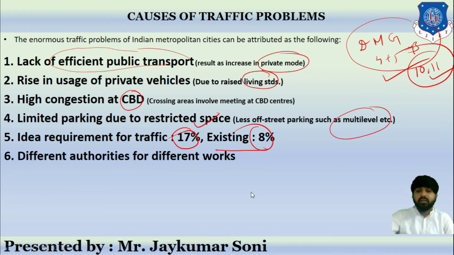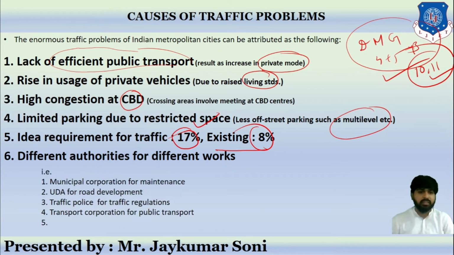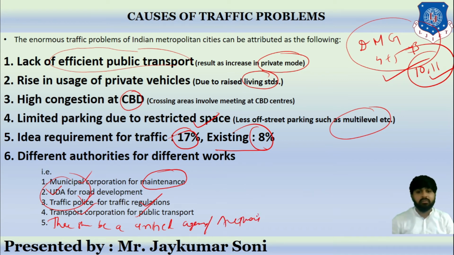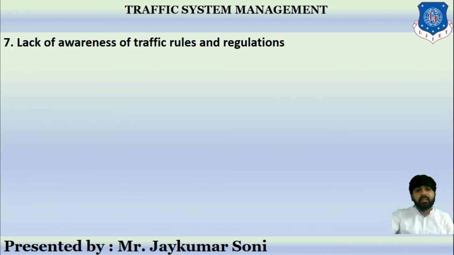Then we know that there are different authorities for different work. Maintenance of the roads is carried out by the municipal corporation. Road development is carried out by urban development authorities such as ODA or GUDA. Traffic police is there for traffic regulation. Transport corporation for the public transport. So what does it indicate? That apart from this, there should be a unified agency or authority, so that everything that we have discussed here is in harmony. And the seventh is the lack of awareness of the traffic rules and regulations. We have learned that we have to provide enforcement measures and educational measures in order to increase the awareness.